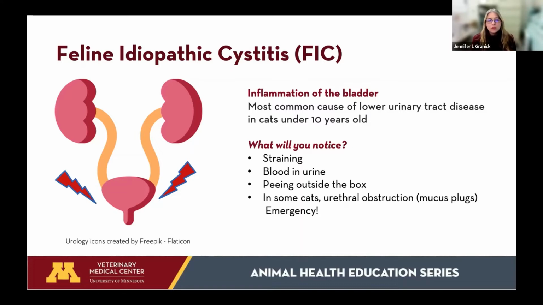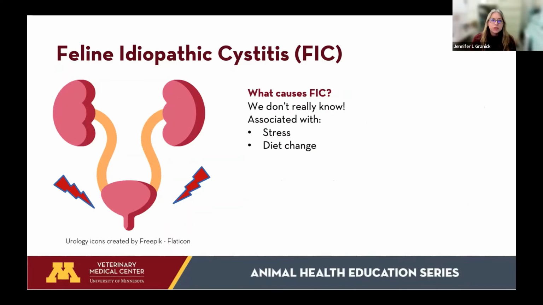What you would see your cat doing at home is straining to urinate. You might see blood in the urine. You might notice that the cat no longer wants to use the litter box. With feline idiopathic cystitis, we can have urethral obstructions, and that's because the mucus that lines the bladder, when the bladder is irritated, the bladder lining will make more of it, and that can actually cause a plug or obstruction, and that would be, again, an emergency situation.